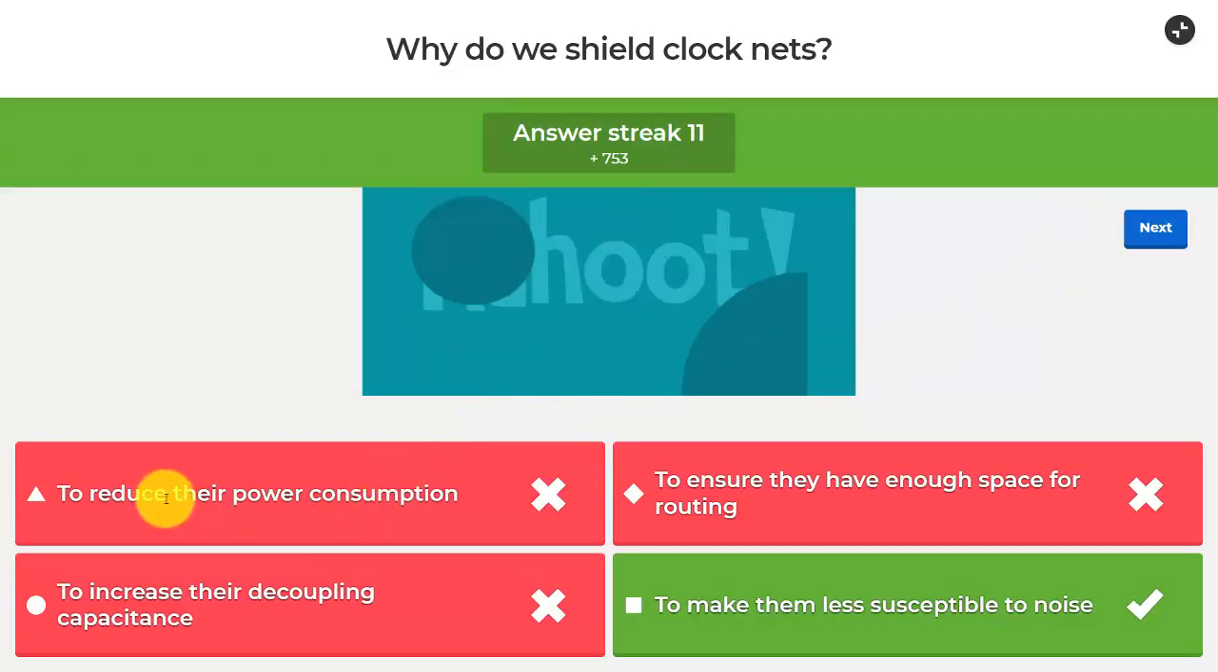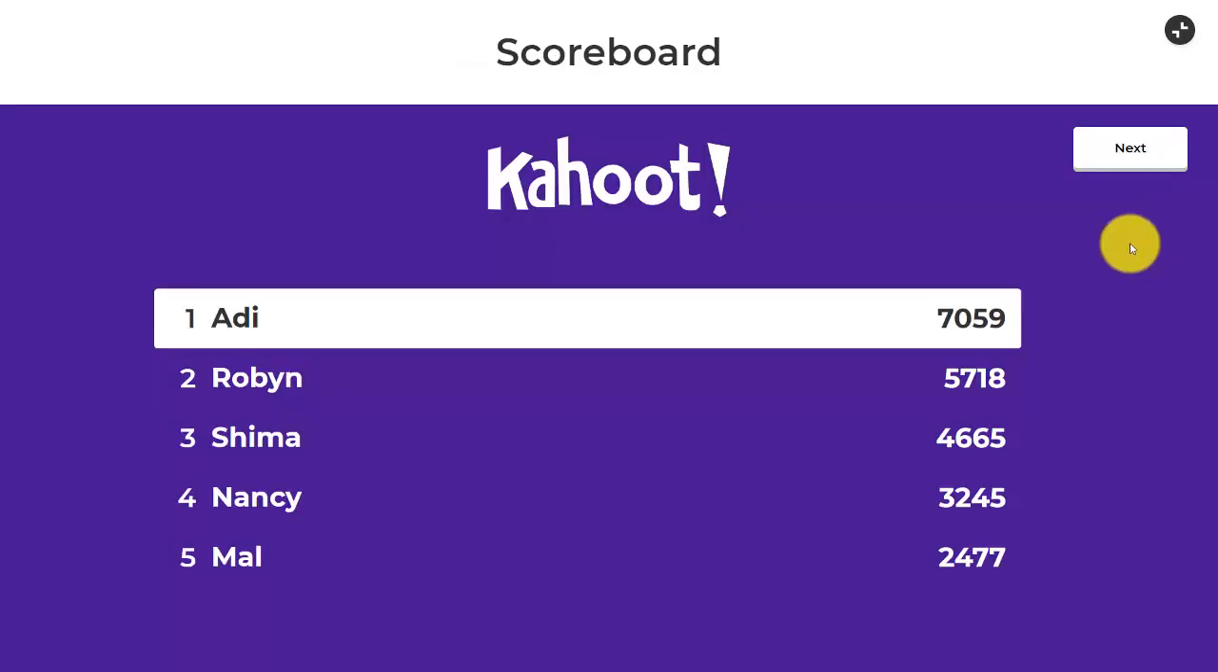So the answer is, of course, not to reduce their power consumption, because the shields make the power consumption higher. It's not to ensure that they have enough space for routing, because the shields are going to take up a lot of our routing space. It's not to increase their decoupling capacitance, because decoupling capacitance is something that we do between VDD and ground. It has nothing to do with the clock, at least in this terminology. To make them less susceptible to noise, that's the reason we use shields.